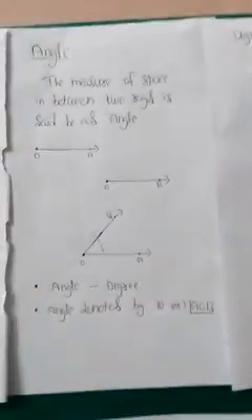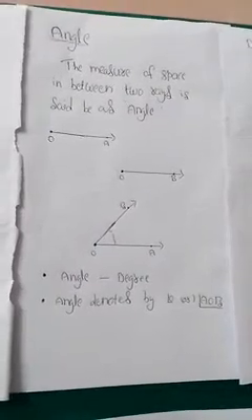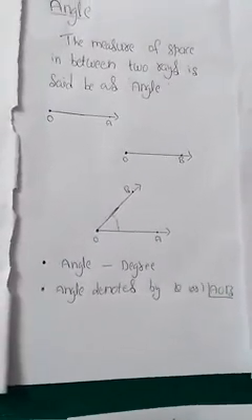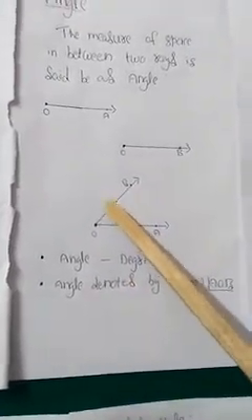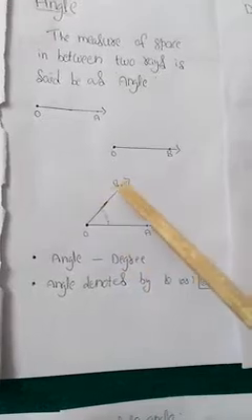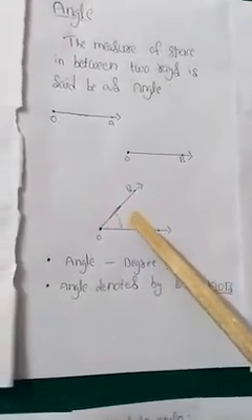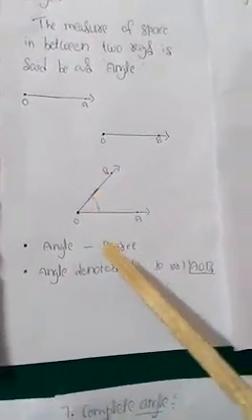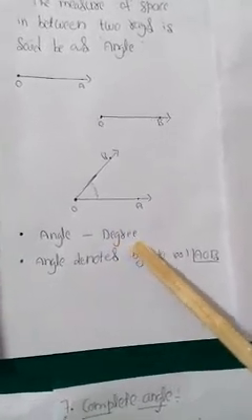So once again about angle, the measure of space between two rays is said to be an angle. The space, how much between these two rays, if we measure, that measurement only is angle. We will measure the space in degrees. What is this degree? We'll see.